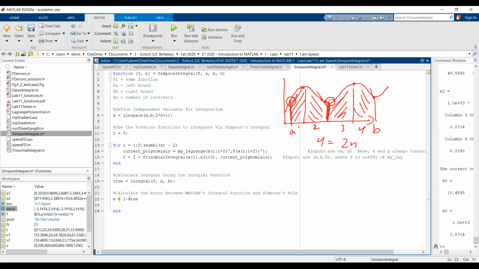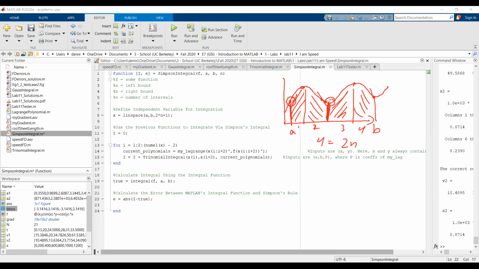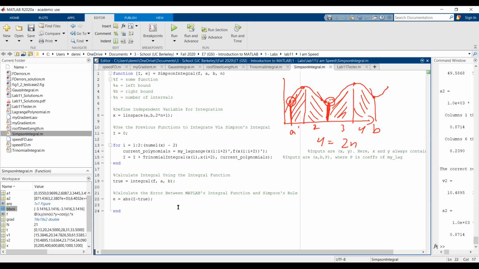I've made a mistake here. What mistake have I made, if I want E to always be positive? Absolute value, absolutely. Okay, is that everything? We could have also done true minus I. It wouldn't matter. Okay, that's all, right?